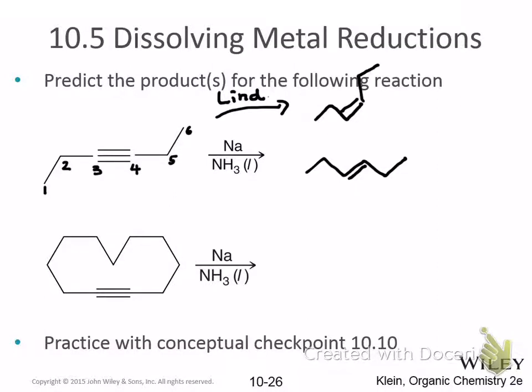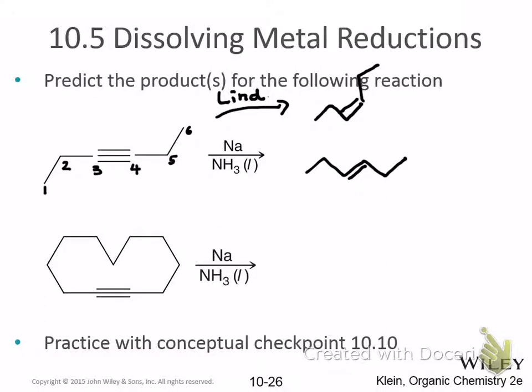Okay? But again, number the parent chain, because a lot of times when you have triple bonds, you lose track of the carbons because it's linear through that point. So number those carbons before you actually draw the product. And then draw your product based on where the double bond should be and what its configuration should be.